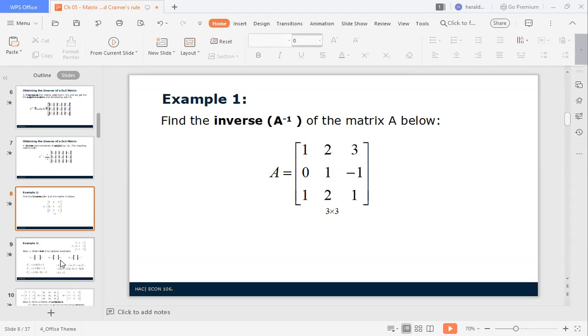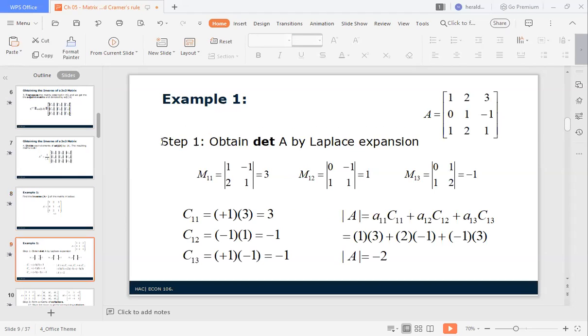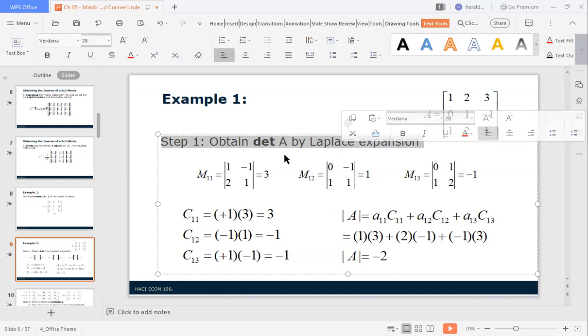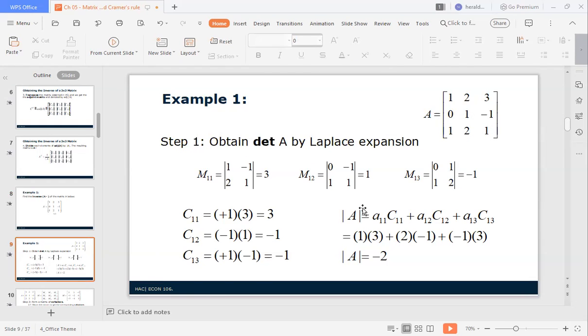Now, the first step that I propose is to obtain the determinant by Laplace expansion. The reason for this is if I get a 0 for a determinant, class, I can just stop there, because I know already that I will not be getting an inverse. So if you have a determinant not equal to 0, you can go ahead and do the process.